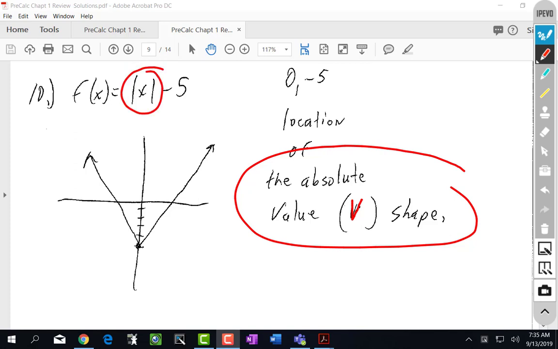Well, that part right there, the answer, that is 0. And then, of course, the -5 is in answer form. So the location of the absolute value is moved to 0 and -5. So we go to 0, we go down to -5, put our dot there, and then just draw in our V. And that's what our graph will look like.